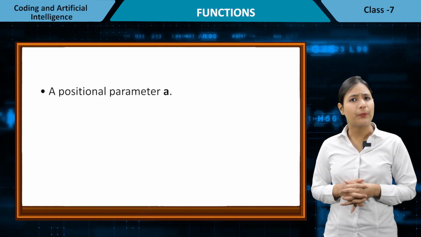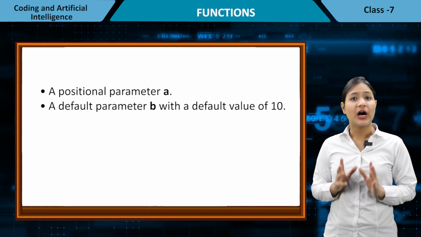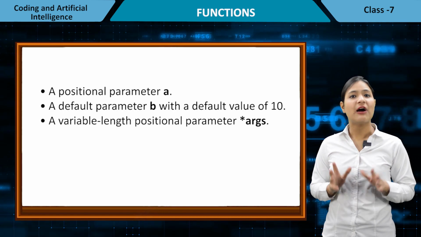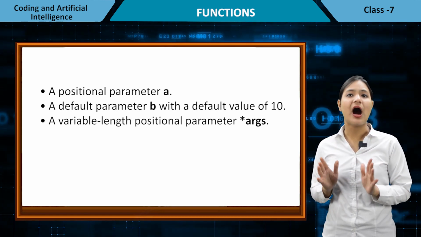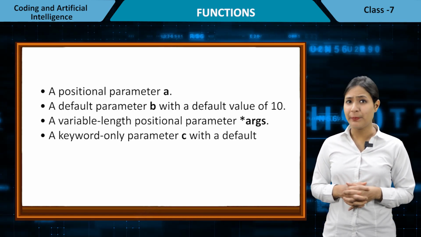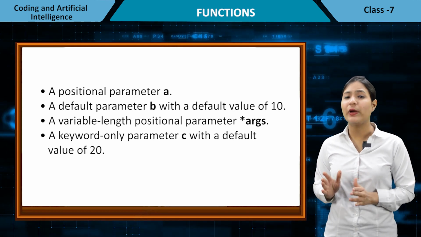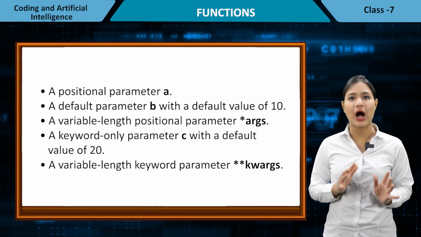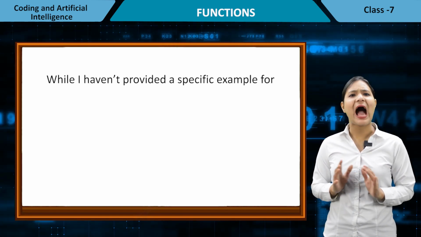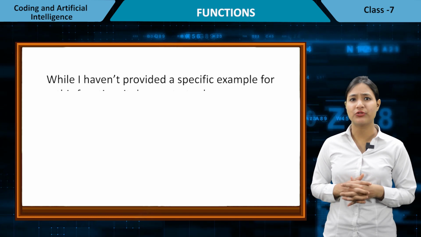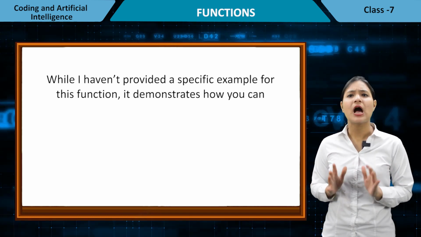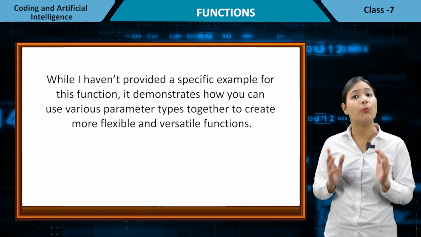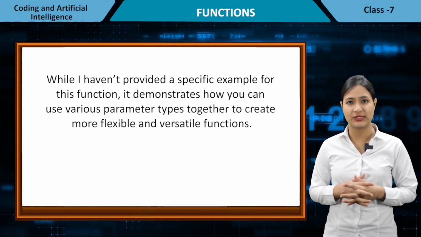It has a positional parameter a, a default parameter b with a default value of 10, a variable length positional parameter *args, a keyword only parameter c with a default value of 20, and a variable length keyword parameter **kwargs. While I have not provided a specific example for this function, it demonstrates how you can use various parameter types together to create more flexible and versatile functions.